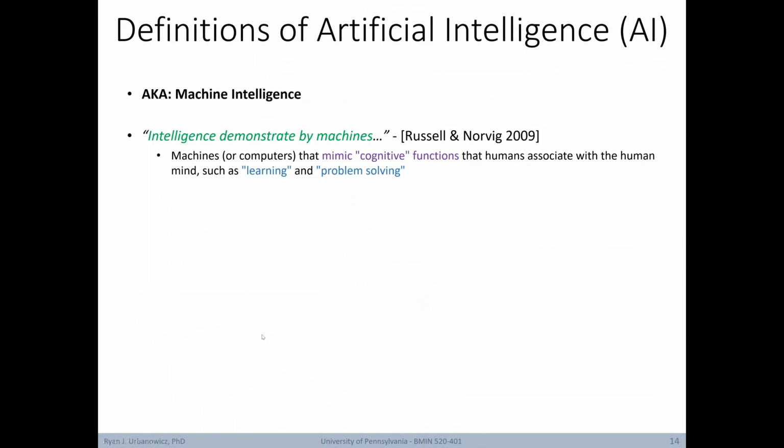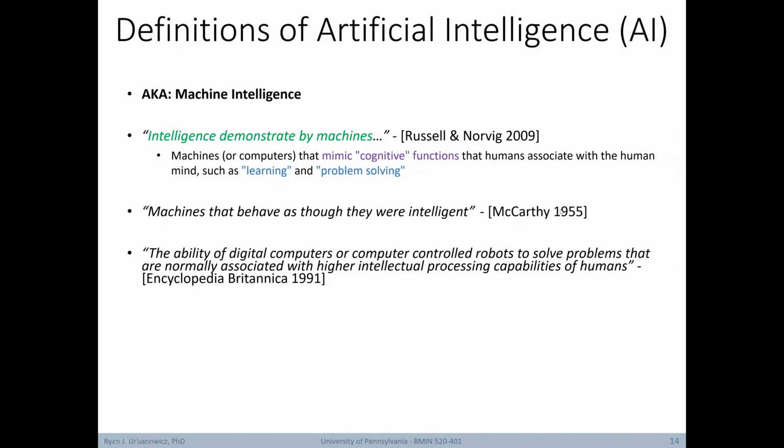Now that we've had some fun with AI, let's talk about some of the traditional definitions of artificial intelligence, also known as machine intelligence. So our first definition is intelligence demonstrated by machines. In other words, machines are computers that mimic cognitive functions that humans associate with the human mind, such as learning and problem solving. Another definition, machines that behave as though they were intelligent. This is from McCarthy in 1955, one of the fathers of artificial intelligence. Here's another one, the ability of digital computers or computer-controlled robots to solve problems that are normally associated with higher intellectual processing capabilities of humans.